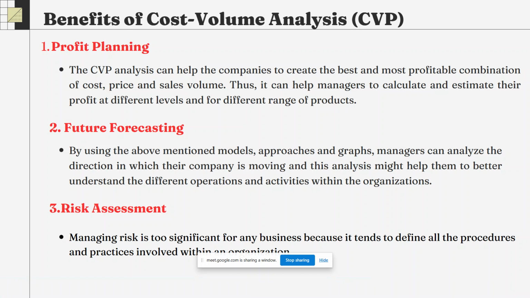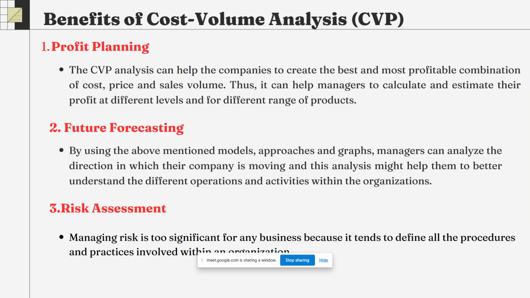Benefits of cost volume analysis. Profit planning. The CVP analysis can help the companies to create the best and most profitable combination of cost, price, and sales volume. Thus, it can help managers to calculate and estimate their profit at different levels and for different range of products. Future forecasting.